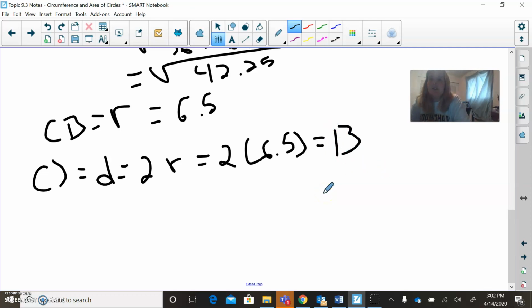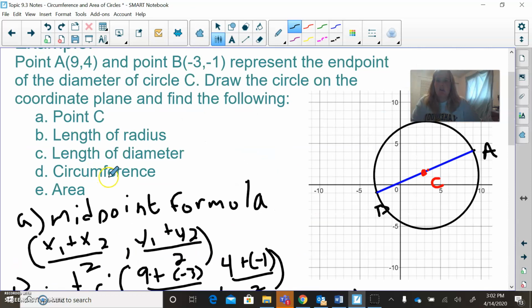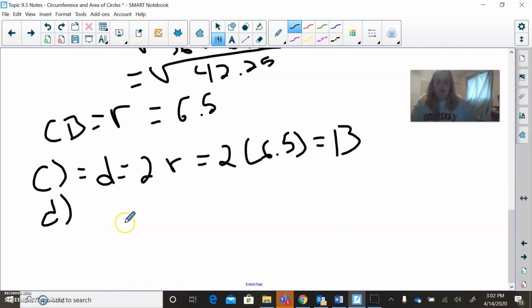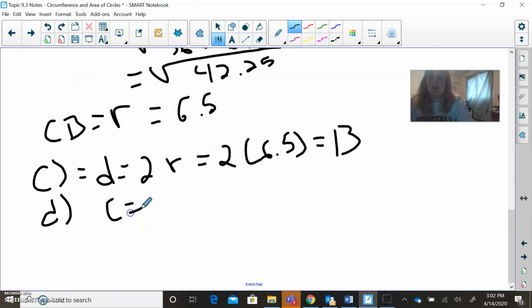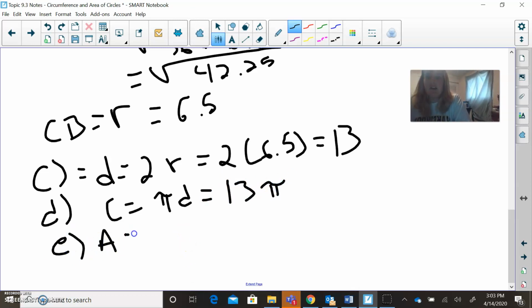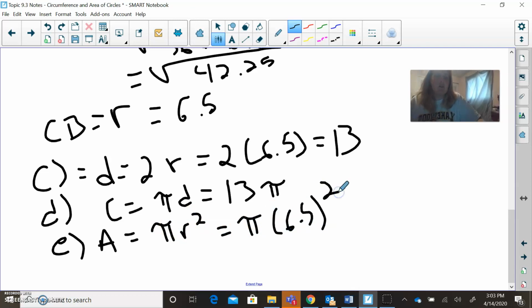Alright, now part D asks us to find the circumference, and the circumference is equal to pi times the diameter, so we'll just have 13 pi. And then our area, part E, is equal to pi r squared, so that's equal to pi times 6.5 squared. 6.5 squared is 42.25 pi.